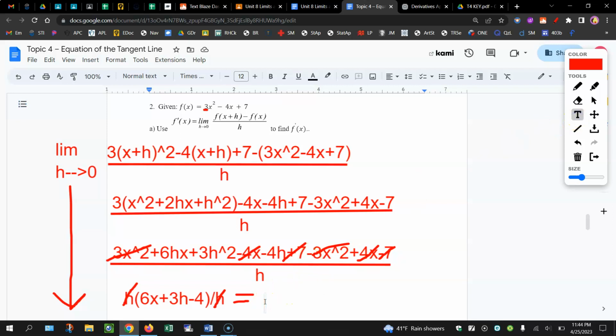So we have 6x plus 3 times 0. We're just substituting in 0 for h, which just equals 6x minus 4, which equals now the derivative, f prime of x. So the derivative of this function is 6x minus 4, which will allow us to find the slope at any point, which we will do now.